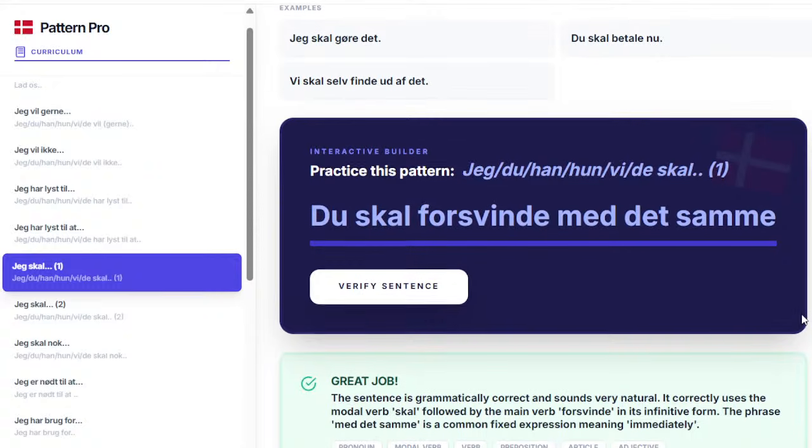It's very, very strong. So, du skal could also be like a command. It could be like, you gotta do it. Could also be like, hey, right now, I am telling you to do it. Like, I'm applying pressure. Do it. Right? Du skal gøre det. You gotta do it. So, it depends a little bit on the tone and the context. So, that is jeg skal it.